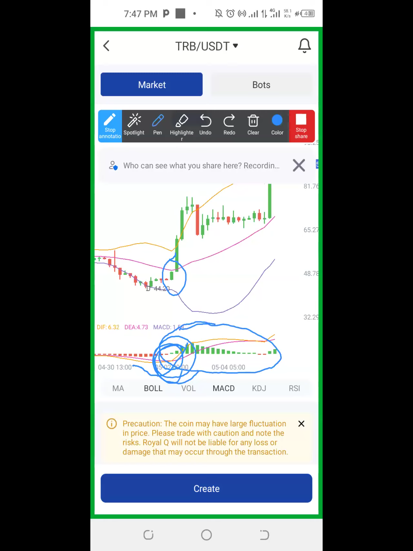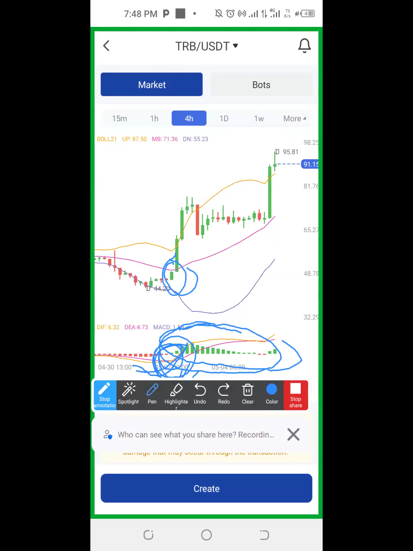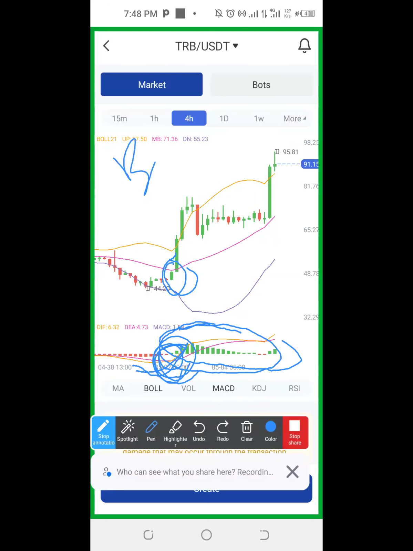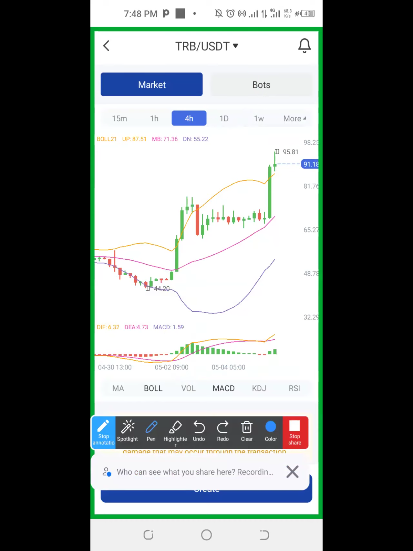So the moment you saw a golden cross, that the yellow line crossed over the purple under the green bars, you discover that a green candle was formed. The green bar is called a bullish engulfing candle. Don't mind me, I don't know how to write very well. He first did his first pump on the 2nd.